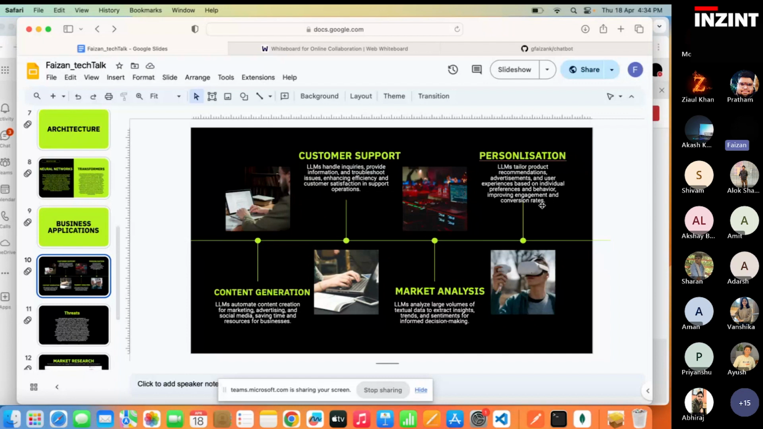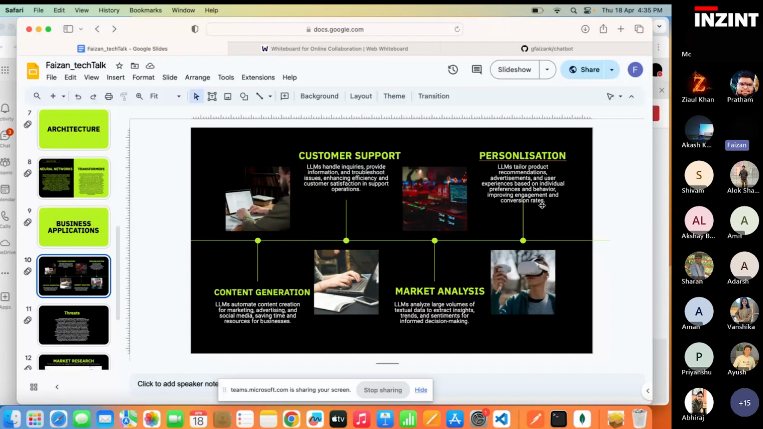As we have already discussed, once the market analysis has been done, then with the help of LLMs, the business can reach customers across various touchpoints and various areas where earlier it was difficult to reach. By analyzing user interactions, preferences, and behaviors, LLMs can tailor product recommendations. It can suggest product recommendations to our customers.